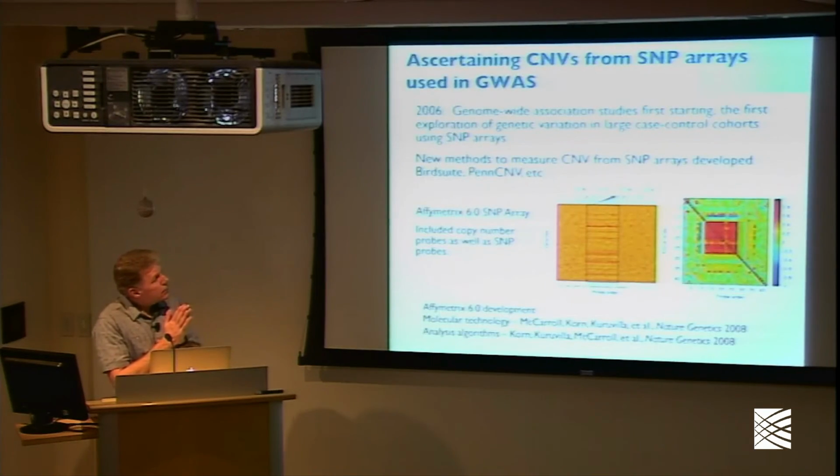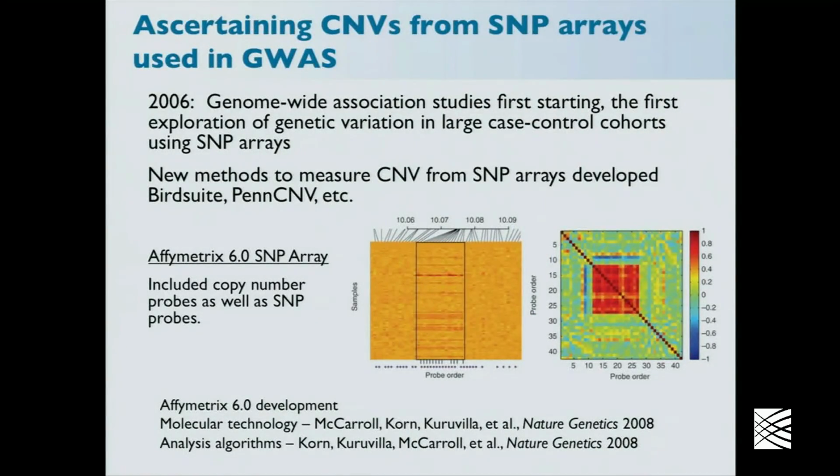Then around 2005, 2006, we began to have these GWAS arrays that we were using for SNP genotyping. The GWAS arrays work by hybridizing the DNA and then using fluorescence to see whether a particular SNP has the A allele or the C allele.